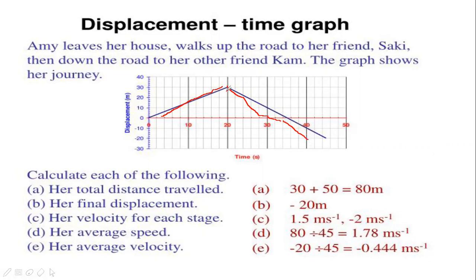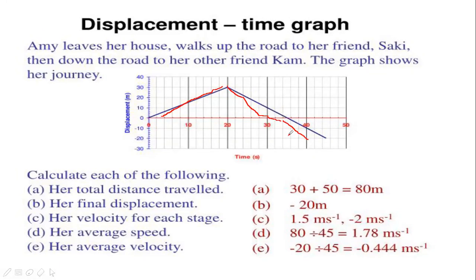A body moves in this direction, plus 30. This in the opposite direction, minus 30 and minus 20, so 20 meter. Her velocity per each stage is 1.5 meter per second, minus 2 meter per second. For total displacement divided by time, time is 20 and displacement is 30. So divide 30 by 20, you will get 1.5. As in the opposite direction, displacement is negative and it is 50.